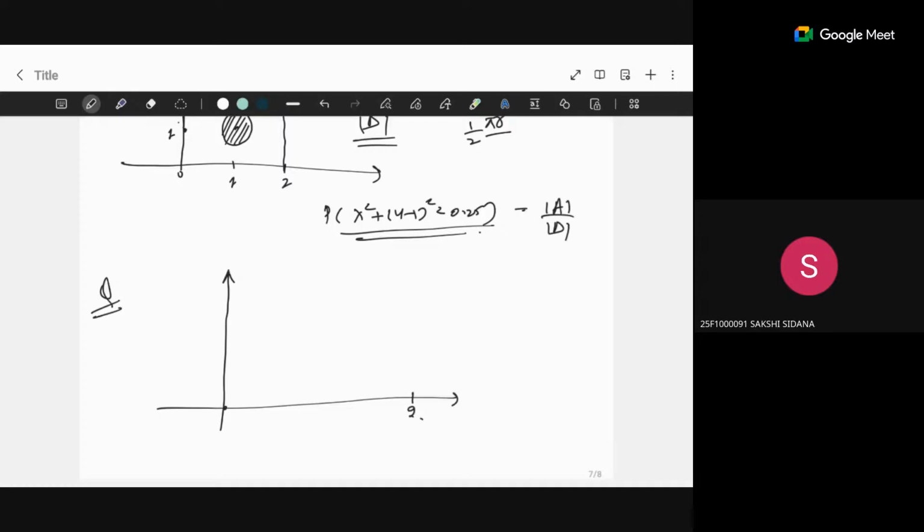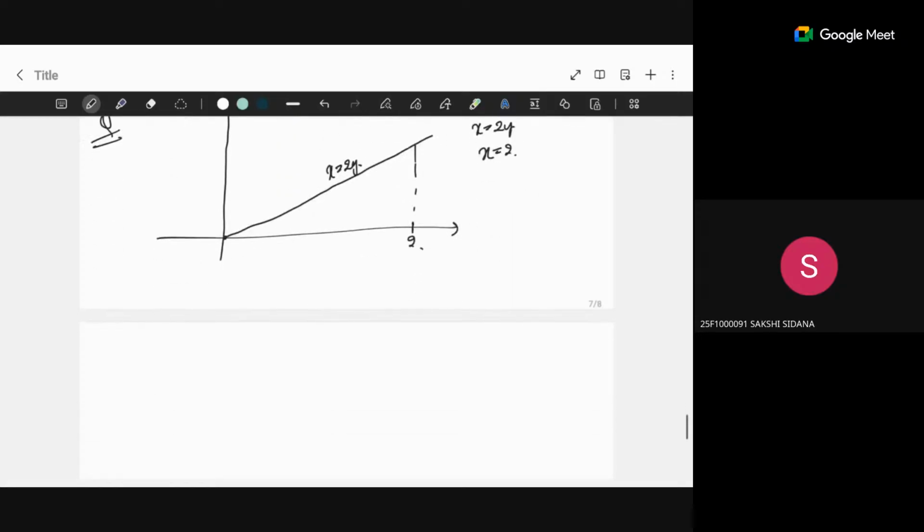Okay. So if I put x equals to 2, so I can say that if x is equals to 2, this is x equals to 2. Fine. Okay. Now, first of all, I need to find out the PDF.